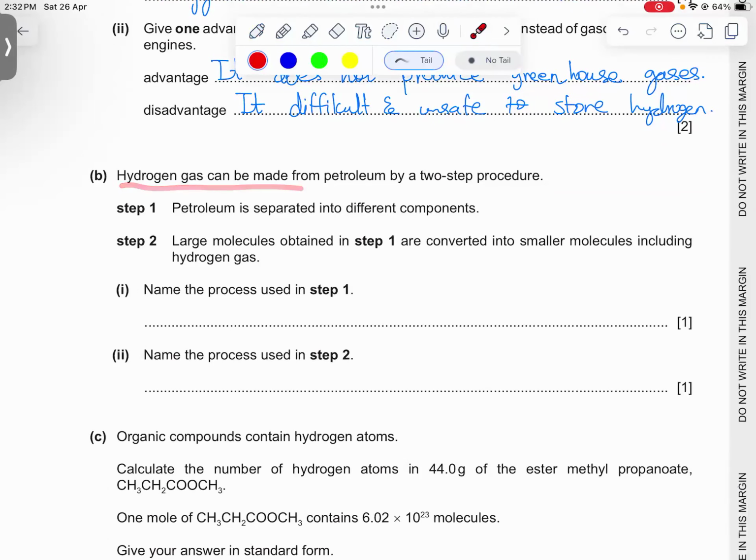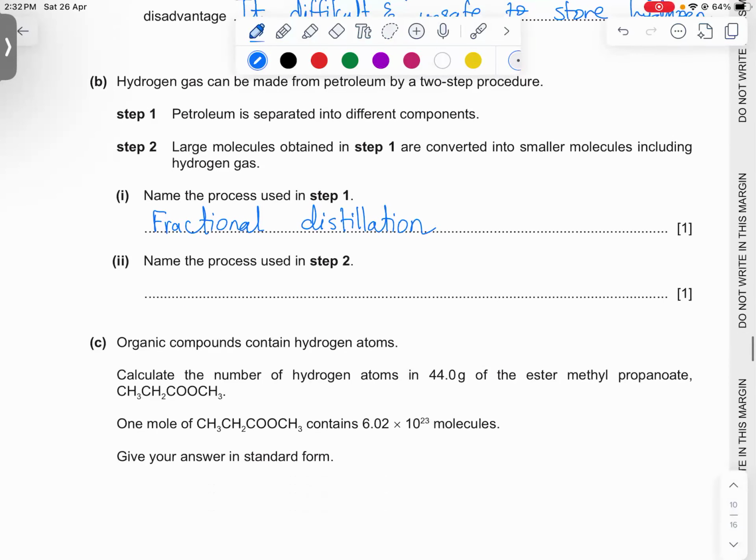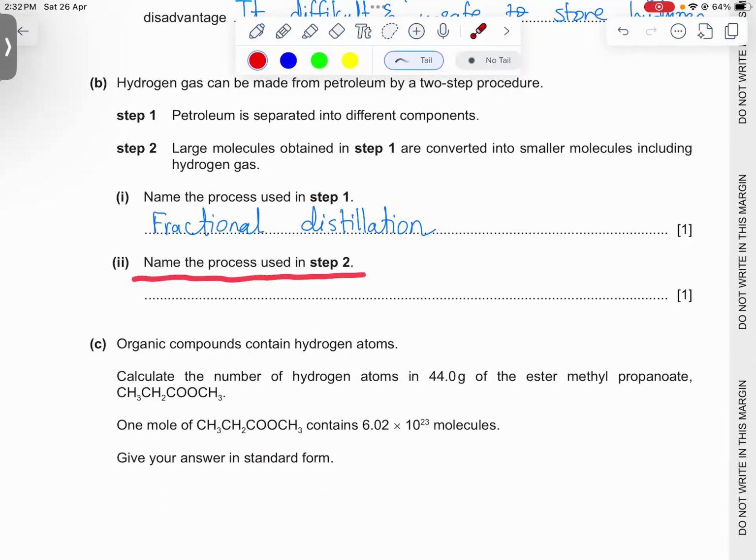Hydrogen gas can be made from petroleum by a two-step procedure. Step 1: petroleum is separated into different components. Step 2: large molecules obtained in step 1 are converted into smaller molecules, including hydrogen gas. Name the process used in step 1. Petroleum is separated into different components. That is called fractional distillation. So they've just transitioned into organic chemistry from over here. Nice. Fractional distillation.